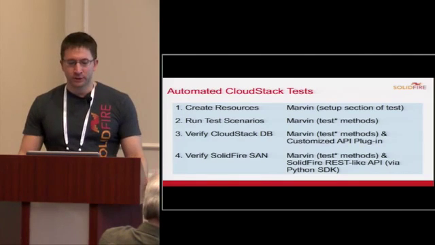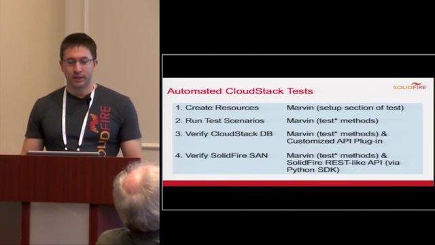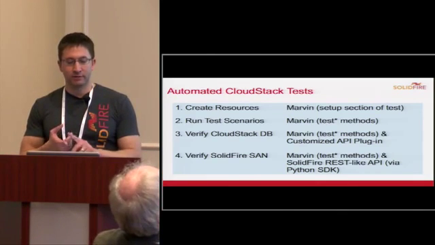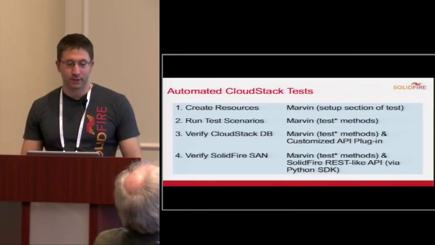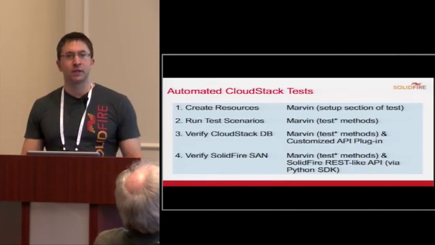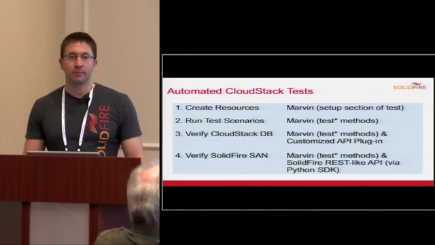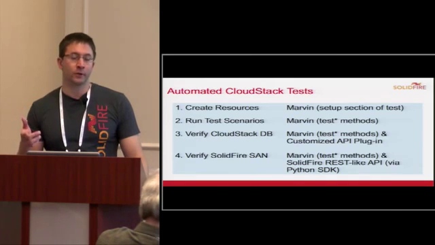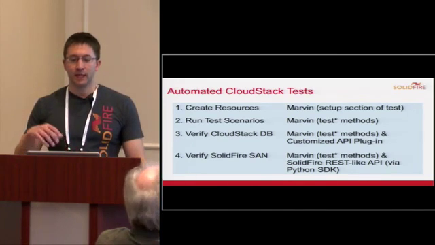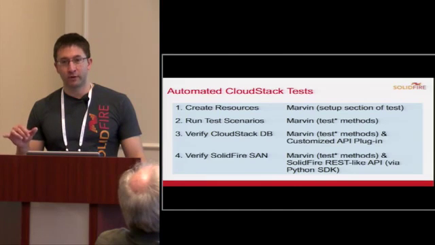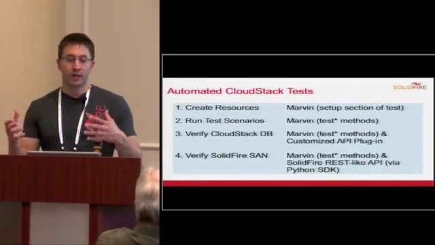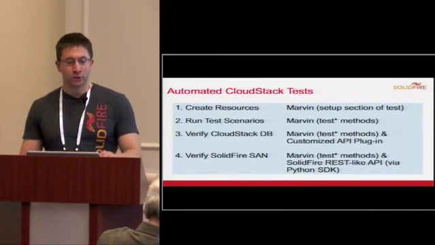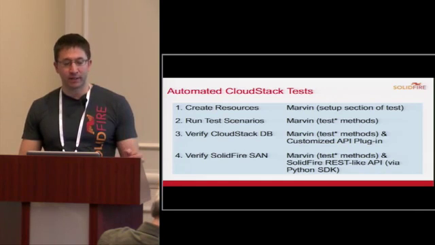The create resources part, as we described, was all done through Marvin in terms of the setup section of the test. So create resources like primary storage and compute offerings and disk offerings. Running the test scenarios, these are the test methods. So I might take a disk offering that I created, and in one of my test methods, I might execute that to create a real volume, and then execute an API command against CloudStack to attach that to a virtual machine. So a lot of that activity is happening in these test methods.